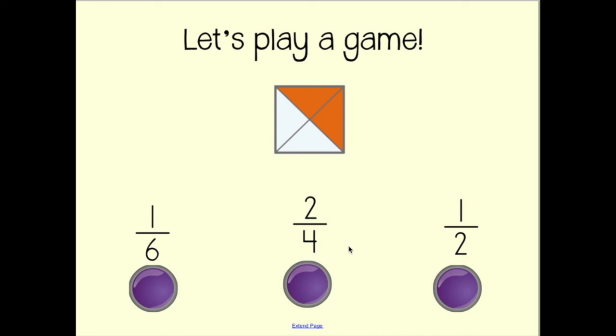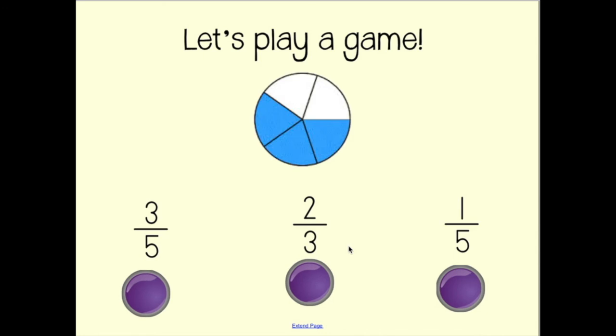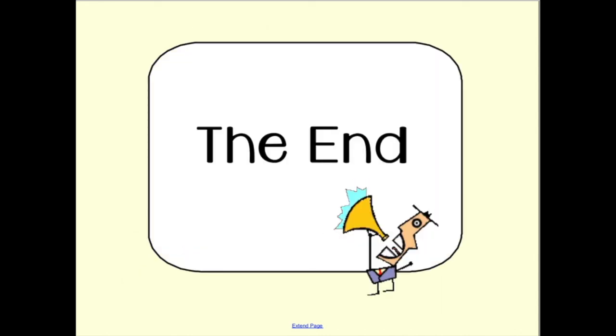Ooh, look at this one. Well, you know it's not this one because there isn't 1 piece colored blue, so that one's out. So it's between these 2. Yep, 3 of the pieces are blue, but there's 5 total pieces. 3/5. All right, that is the end of our lesson with me.